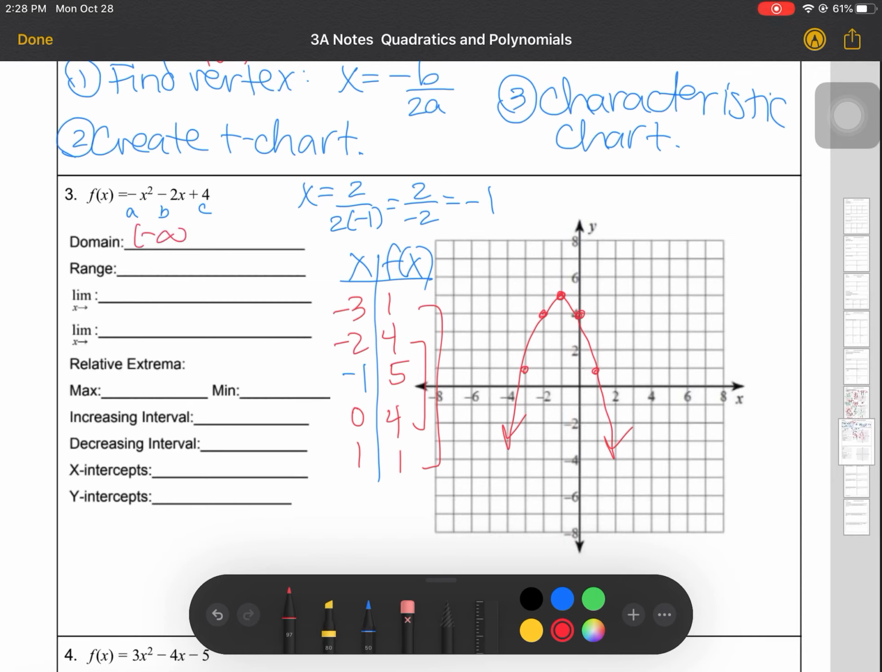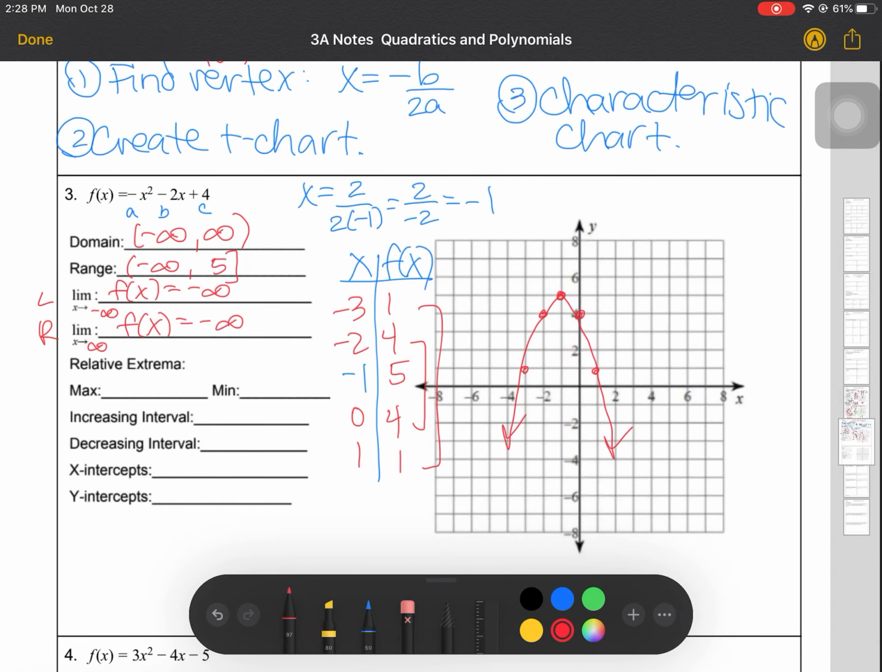The domain is the left to right. All of these will be negative infinity to infinity. Range is bottom to top. So this is negative infinity up until a high point of 5. Okay, the limits, my left and my right. So on the left, it's negative infinity. On the right, it's infinity. But where it's going, both ends are going down. So both will be f of x equals negative infinity on both parts.